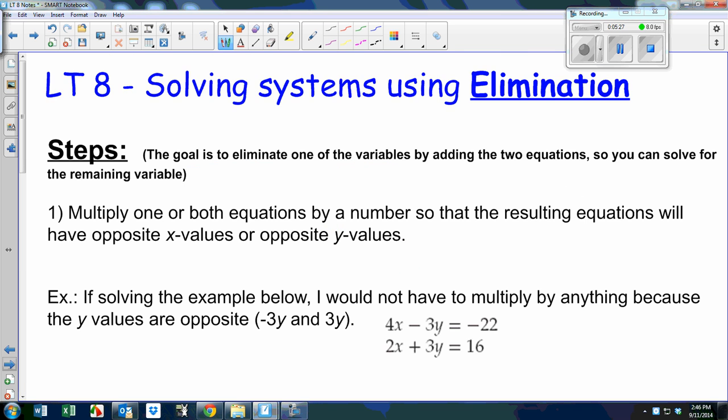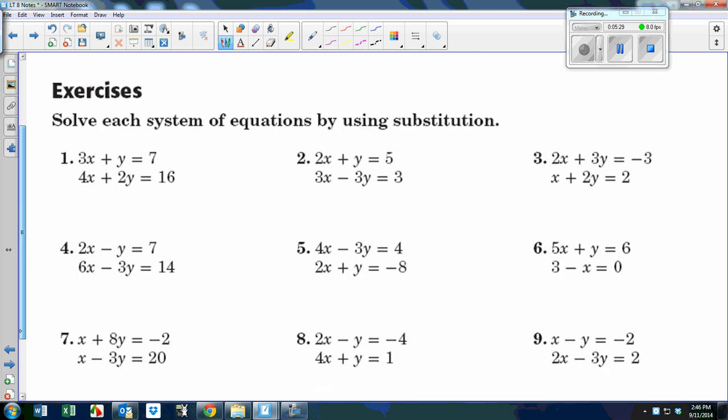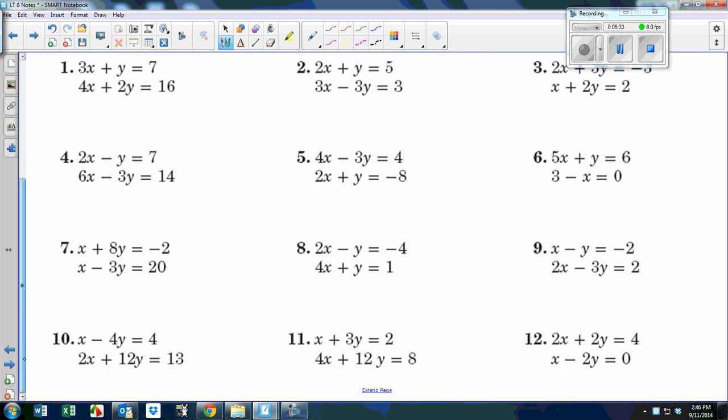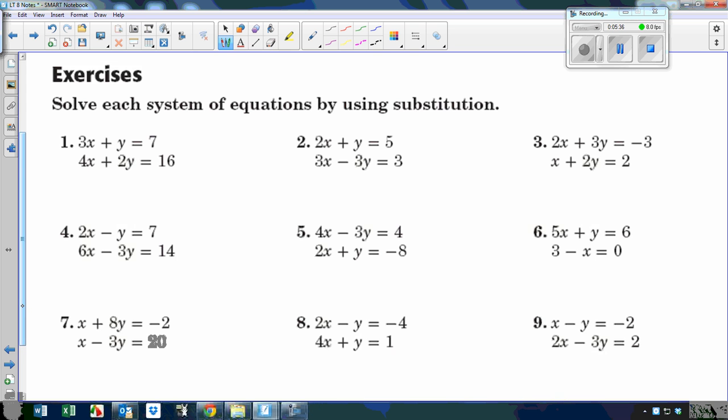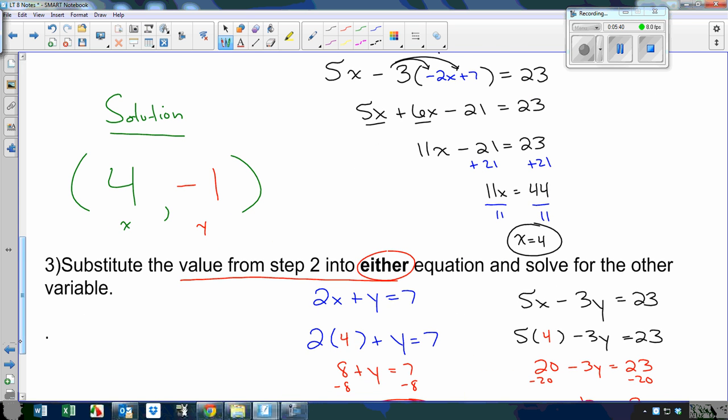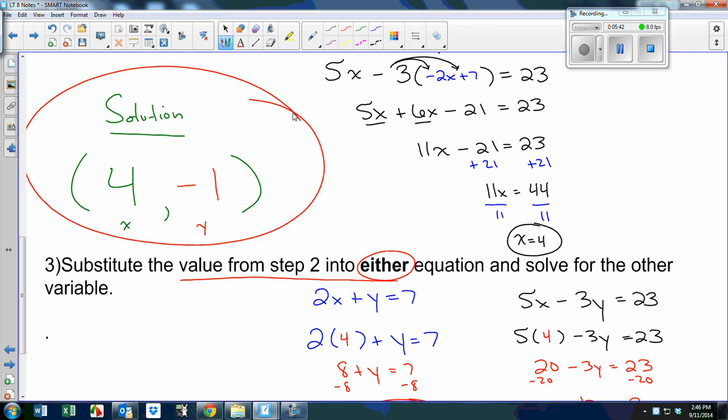In class, we actually looked at not all 12 of these. We looked at these 12 and then decided which one or two do we need to try, and we tried a few. So if you need more help with substitution, just come to tutoring and we'll work on it together. But our final answer for that problem is 4, negative 1.